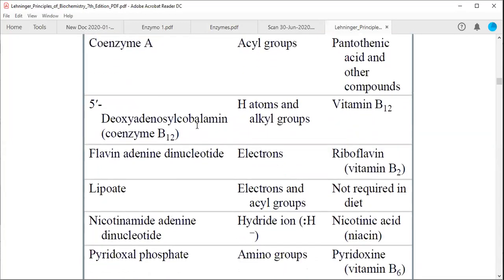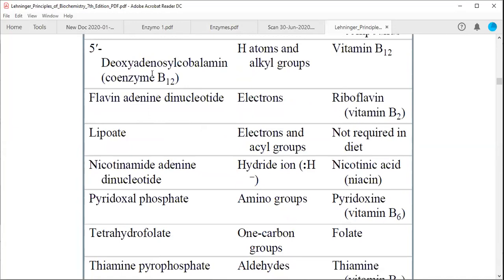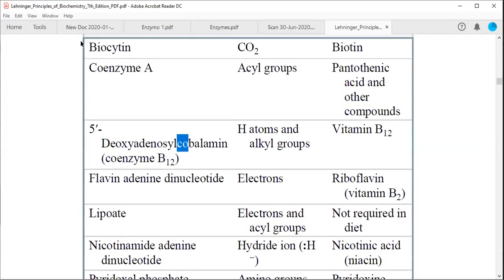Then there is cobalamin, that is coenzyme vitamin B12. So first of all, the direct question is, what is the active component in this cobalamin, or this particular vitamin? Cobalt is actually present, and it is required for hydrogen atom transfer or alkyl group transfer. Coenzyme A was required for acyl group transfer, whereas this vitamin B12 is required for hydrogen atoms or simply the alkyl groups.